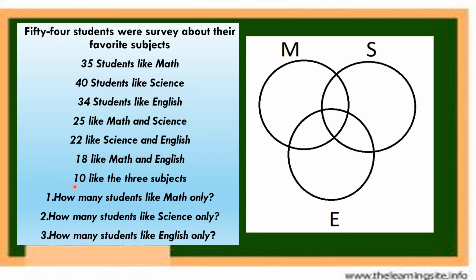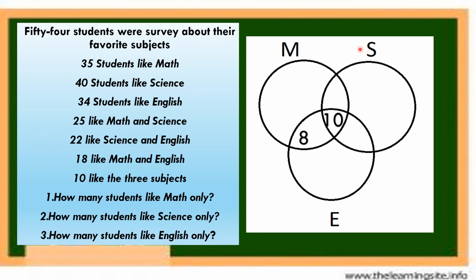We'll start at the bottom. 10 like the 3 subjects. So this is the intersection of the 3 subjects. We'll put 10 here. Next, we have 18 like math and English. Math and English. What is missing from 10 to make it 18? So we have 8.